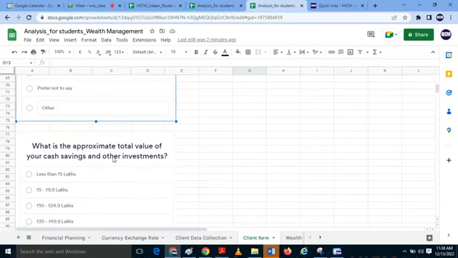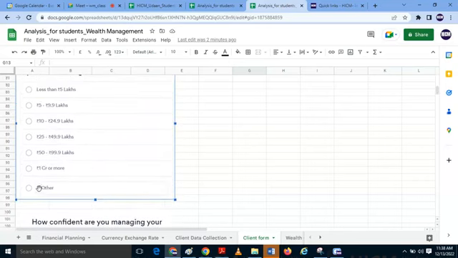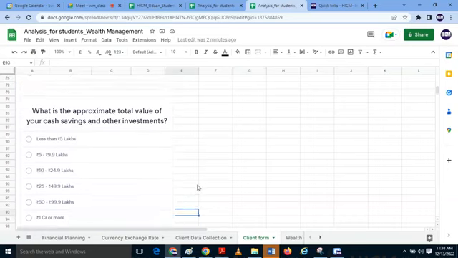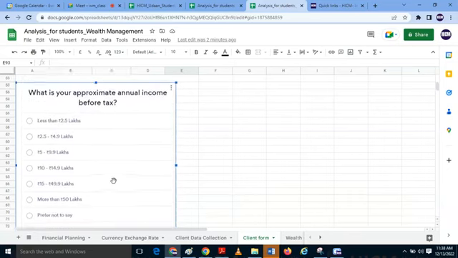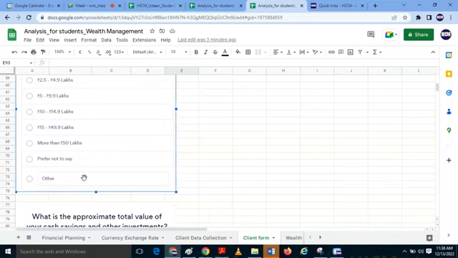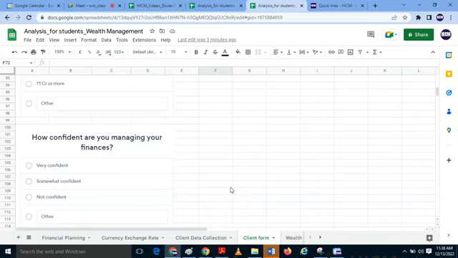What is the approximate total value of your cash and other investments? See, always write an option like 'other' or 'don't want to reveal', because there will be some clients who think it can create a security concern. Everywhere, if you are asking any question like what is your income, they may say I don't wish to reveal. We have written 'prefer not to say'. It is fine actually. If they wish, they can reveal. Otherwise, some clients want to see you before they reveal.